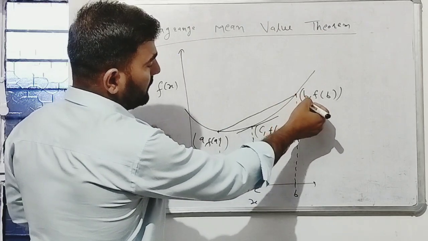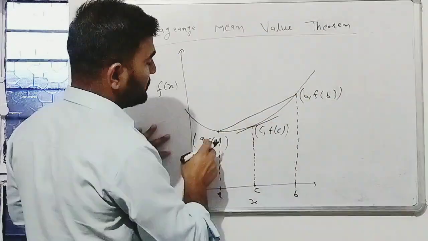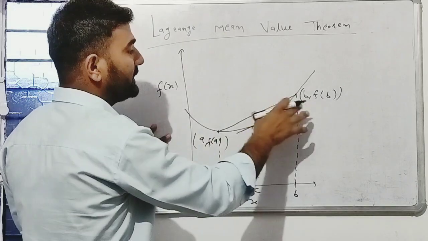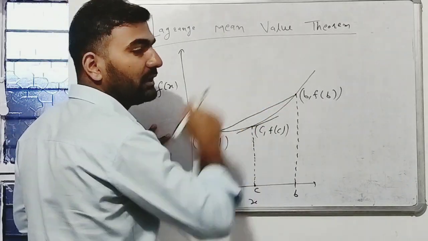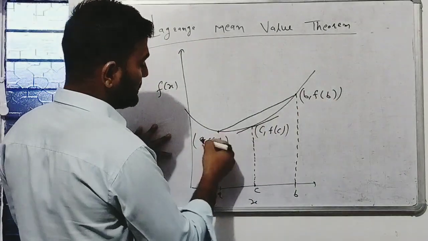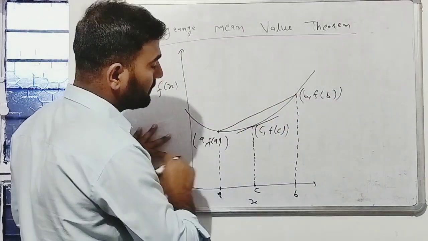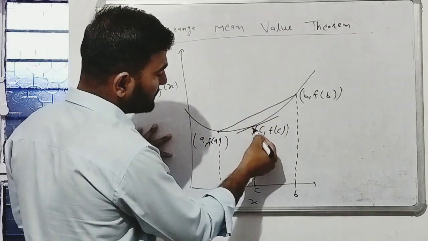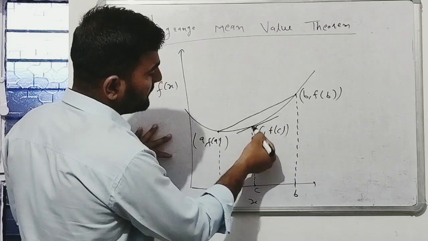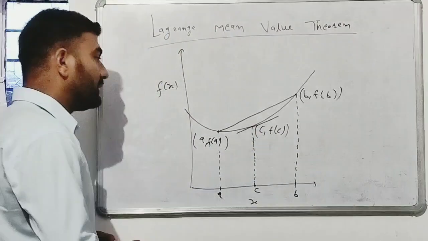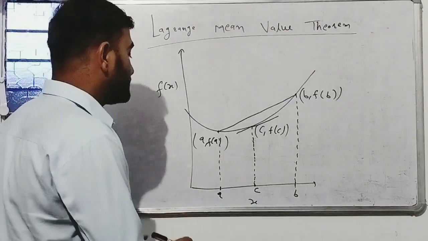If we calculate y2 minus y1 upon x2 minus x1, that will be the slope of the line joining (x1, y1) to (x2, y2). So here f(b) minus f(a) upon b minus a will be the slope of this line, and the theorem is saying that the slope of this line will be equal to the slope of the tangent drawn at the point (c, f(c)). So how can we understand this?